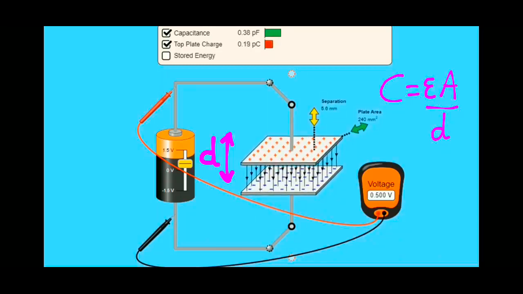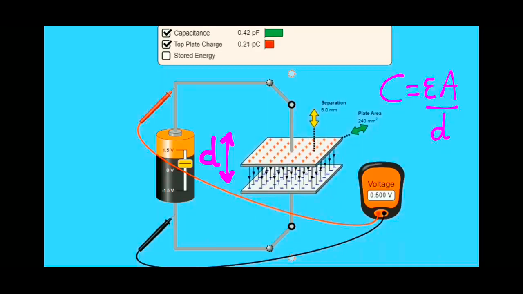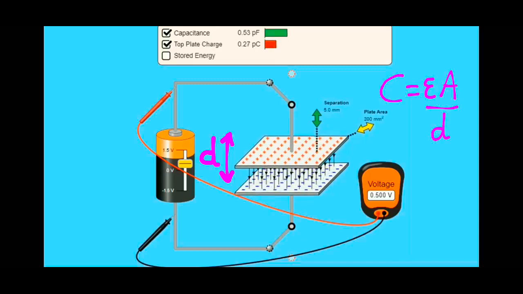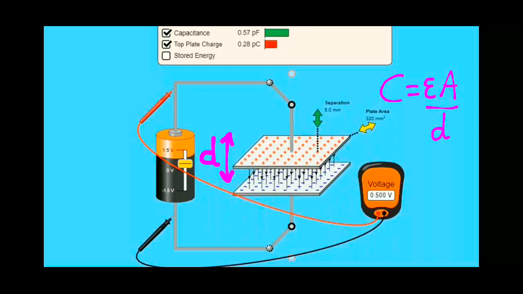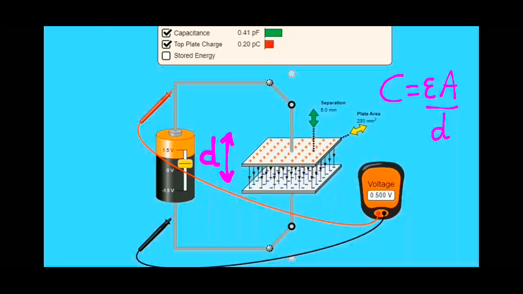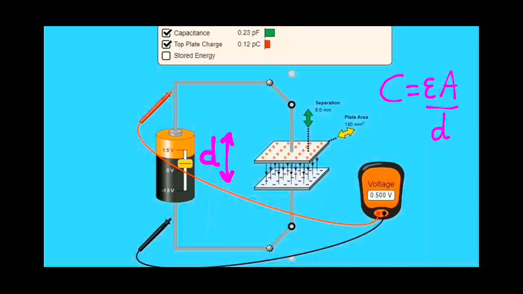Now we will also see the effect of change in area with respect to capacitance. If we go about increasing the area, as you can see, with the increase in the area of plates, the capacitance is increasing and there are more number of charges stored on these plates. On the other hand, if we reduce the area of these plates, then we will see less number of charges stored on the plates and less is the value of capacitance.